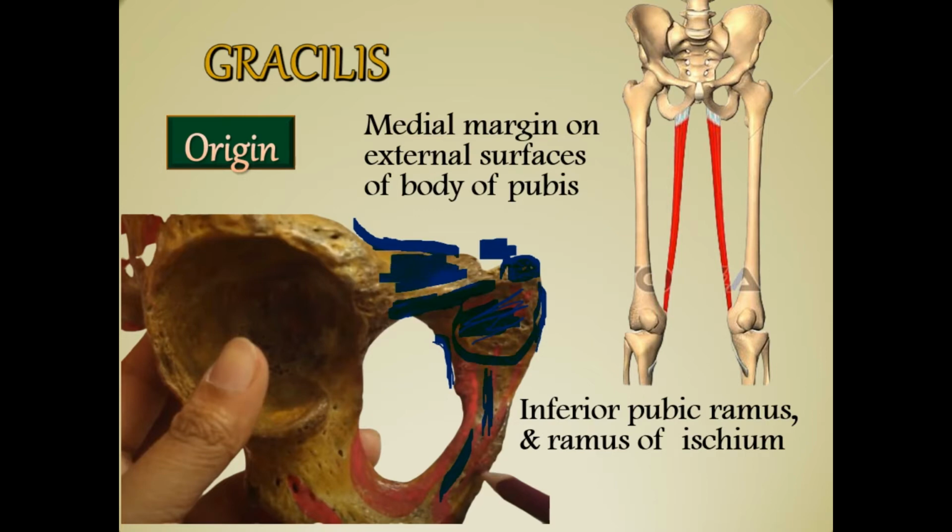Now let me tell you again. Gracilis takes origin from the medial margin on the external surface. So this is the medial margin and this is the external surface. Coming down to the margin of the inferior pubic ramus, and then the adjoining ramus of the ischium. So this outline shows the origin of the gracilis muscle.